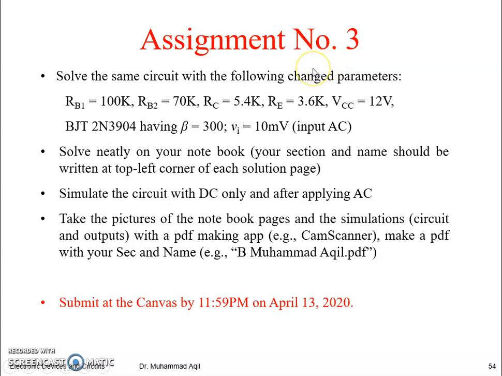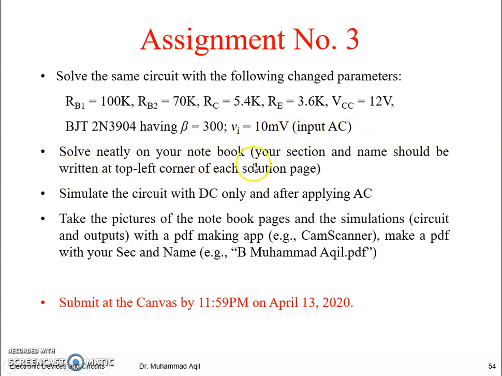Assignment number 3. You have to take the same circuit as we have just completed with DC analysis and AC operation, not AC analysis. But you have to change RB1. RB1 actually is the same, but you have to take RB2 as this one, RC, RE, VCC, and you have to take this transistor at beta equal to 300. I had taken the same one. So you have to simulate the previous circuit in assignment number 2 with this BJT as well, and VI 10 millivolt for simulation purposes only.